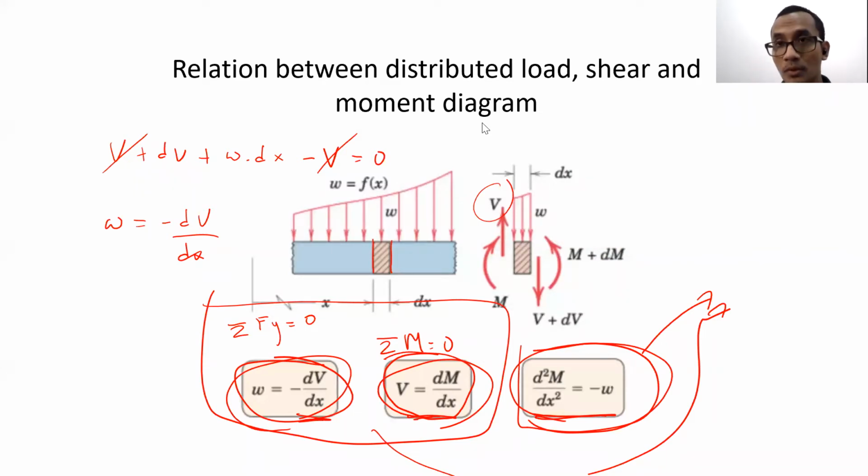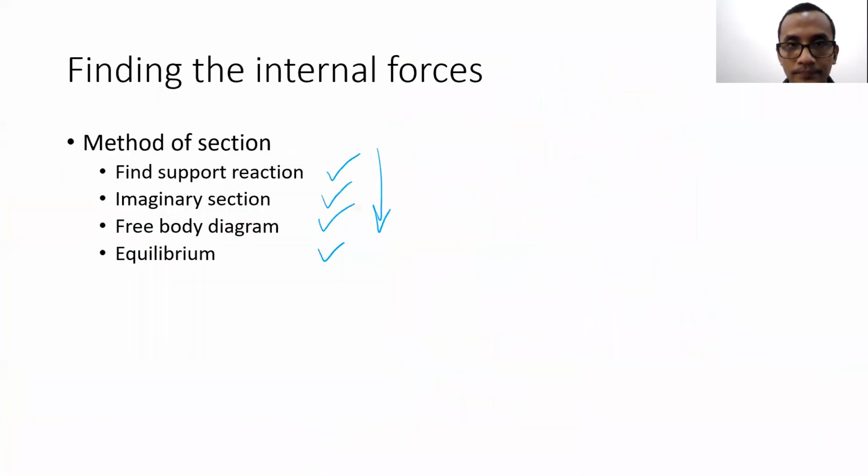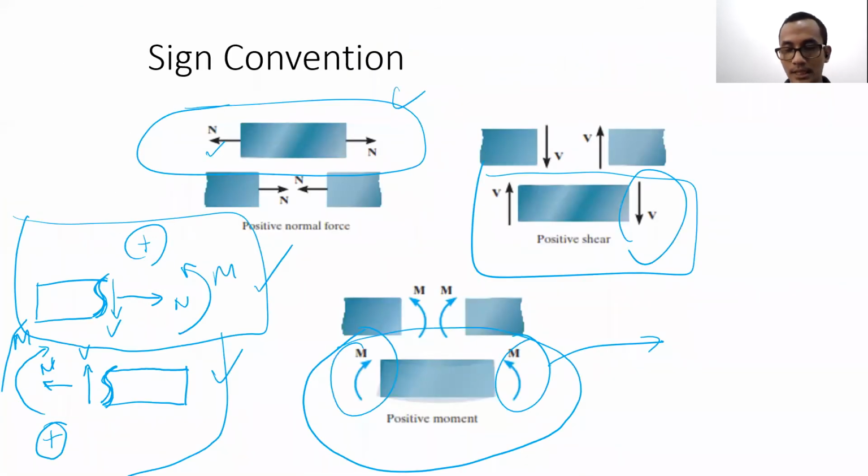Oh, for the moment, right? It is very simple as well. This is the same as what I told you guys last week about the sign convention. The sign convention is like this. Whenever we talk about a positive normal force, it's always tension. Whenever we talk about positive shear force, it's always giving a clockwise rotation. And whenever we talk about positive moment, it's always giving a smiling structure.